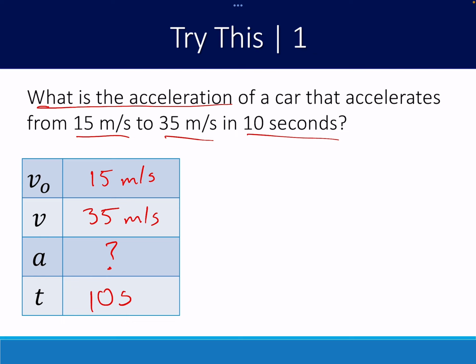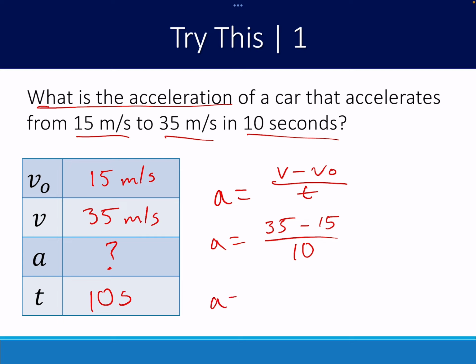All right. So if we put this into our formula, it's a equals v minus v0 divided by time. So we should get a equals 35 minus 15 divided by 10. And you'll notice right on the top, we have 35 minus 15, so we're going to get a positive number here. Now this is one that you can probably do with mental math. 35 minus 15 is going to give us 20. And then 20 divided by 10 is going to give us 2 meters per second squared.